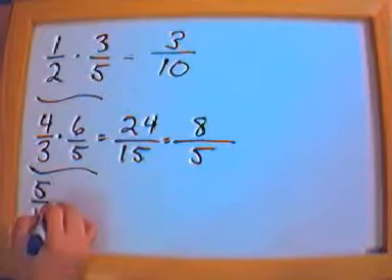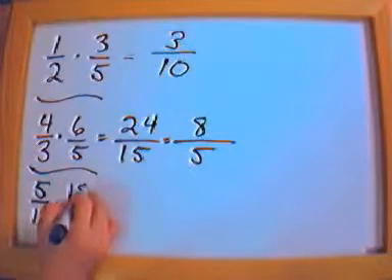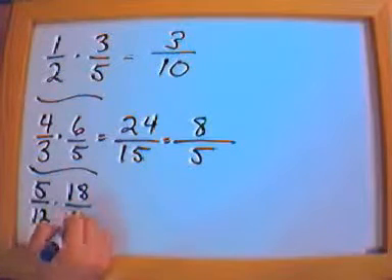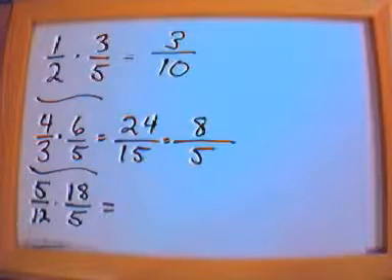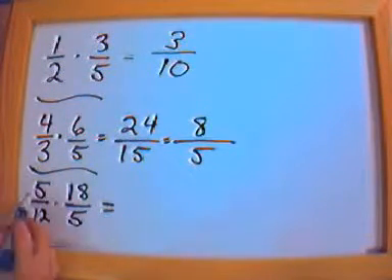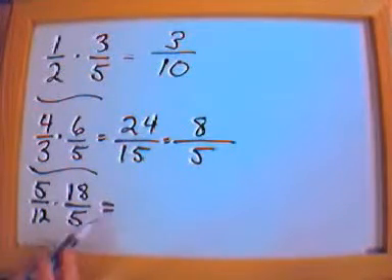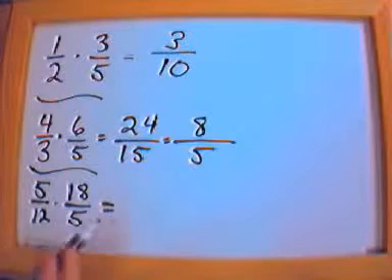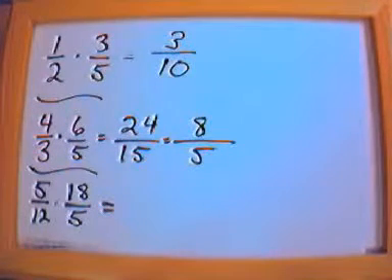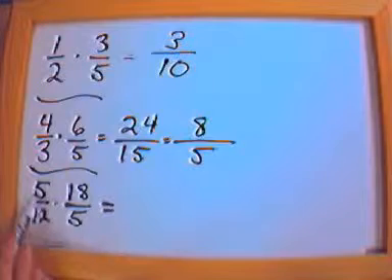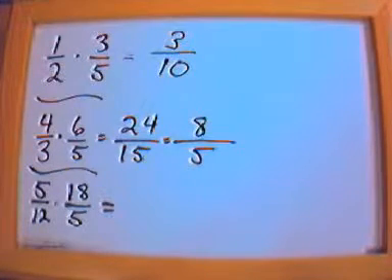And just picking more examples. 5/12 times 18/5. Now I'm going to teach you a couple tricks along the way here. We could multiply 5 times 18 and get a number over there, and we can multiply 12 times 5, and that's 60, and we'll put that on the bottom, and then we could try to reduce that fraction. That makes a great amount of sense. But we need to learn to think about what the fraction's doing here. You notice there's a 5 here that's common to both of these things.